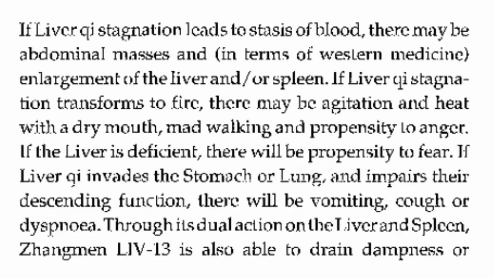If liver Qi stagnation leads to stasis of blood, there may be abdominal masses and, in terms of Western medicine, enlargement of the liver and/or spleen. If liver Qi stagnation transforms to fire, there may be agitation and heat with a dry mouth, mad walking, and propensity to anger. If the liver is deficient, there will be a propensity to fear. If liver Qi invades the stomach or lungs and impairs their descending function, there will be vomiting, cough, or dyspnea.